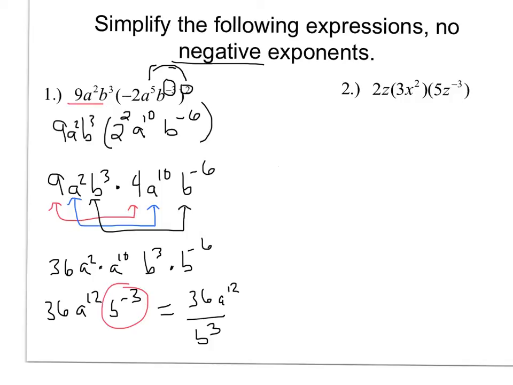I look to see at the very end if I can reduce anything. There are no other numbers that can reduce 36. There are no other a's and there are no other b's. And I have no negative exponents. So this right here is my final answer.